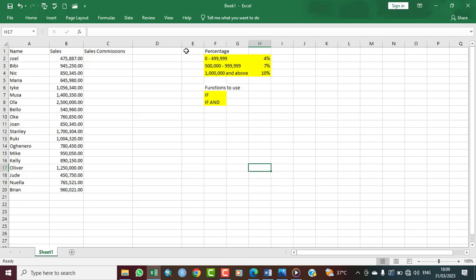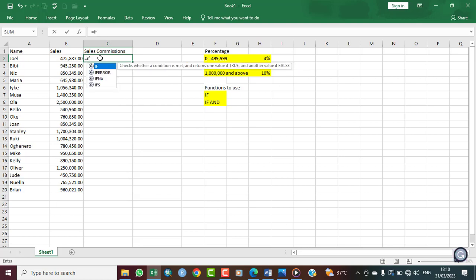Now, in order for us to calculate sales commission, we're going to be using two functions. One is the IF function, another is the IF AND function. The IF AND function is a nested function. So let's go. To calculate the sales commission, we say equals, and then we bring in the IF function.